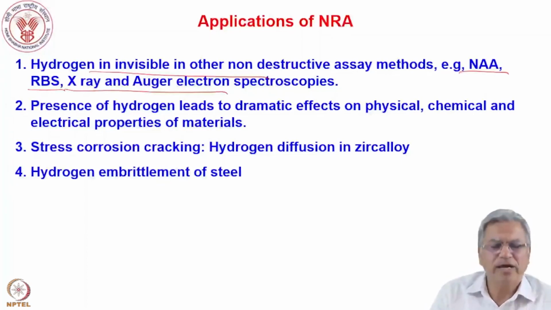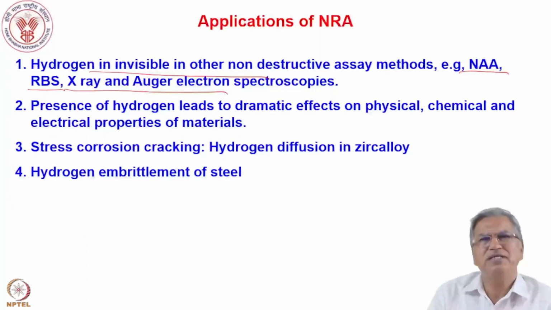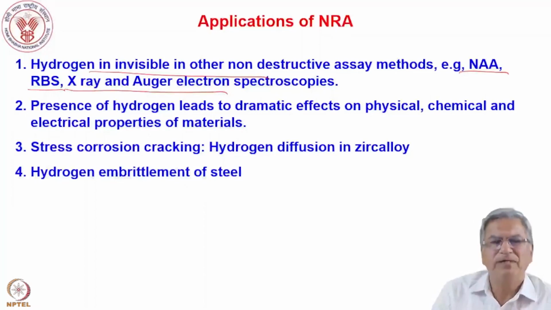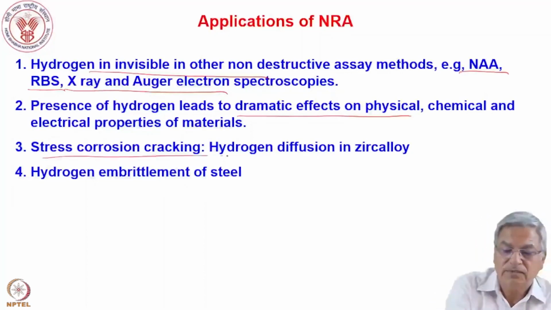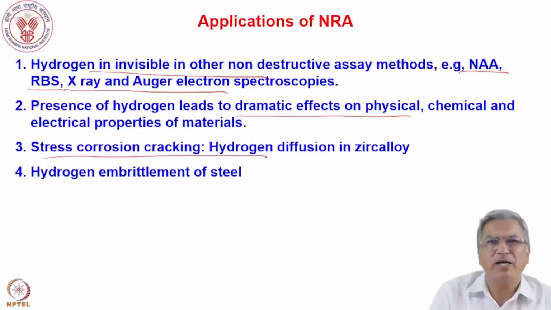And also you will find that technologically there are many materials in which hydrogen may have dramatic effects on their physical, chemical, and electrical properties. And so it is important to know if there is a hydrogen impurity in this material. Particularly, in nuclear technology, the hydrogen diffusion in zircon.